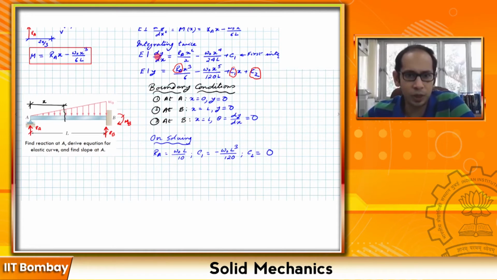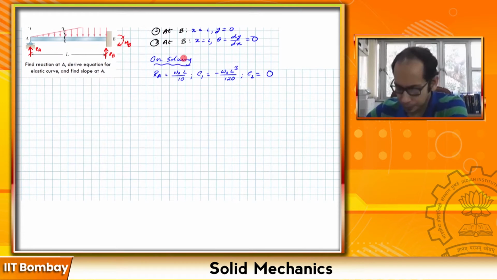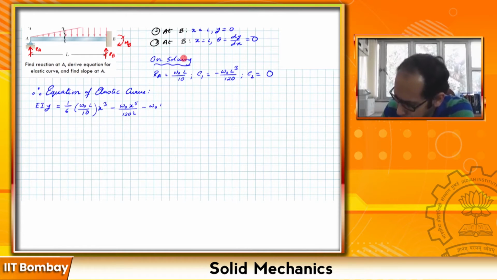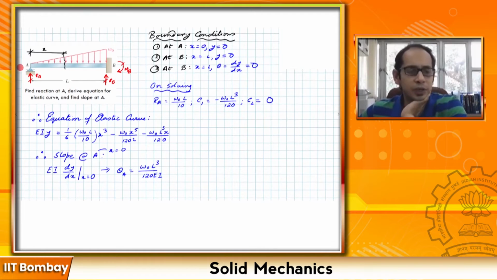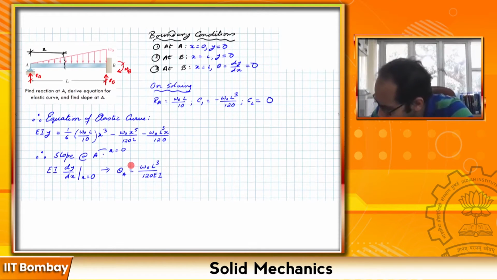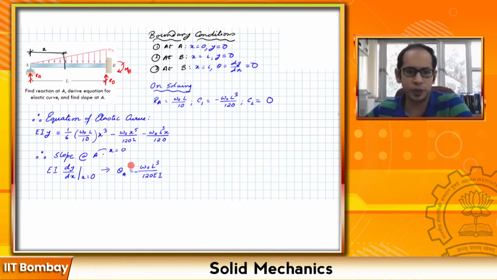So this one over here, after substituting Ra and C1, we will get the slope at A by putting x equals 0. So let me go ahead and do that. You can come back and check. So this is the slope and this is the equation of the elastic curve. So how do we represent the slope over here? See, you have over here, sorry, this is a negative slope. I missed the negative sign. So it is a negative slope that you get over here.